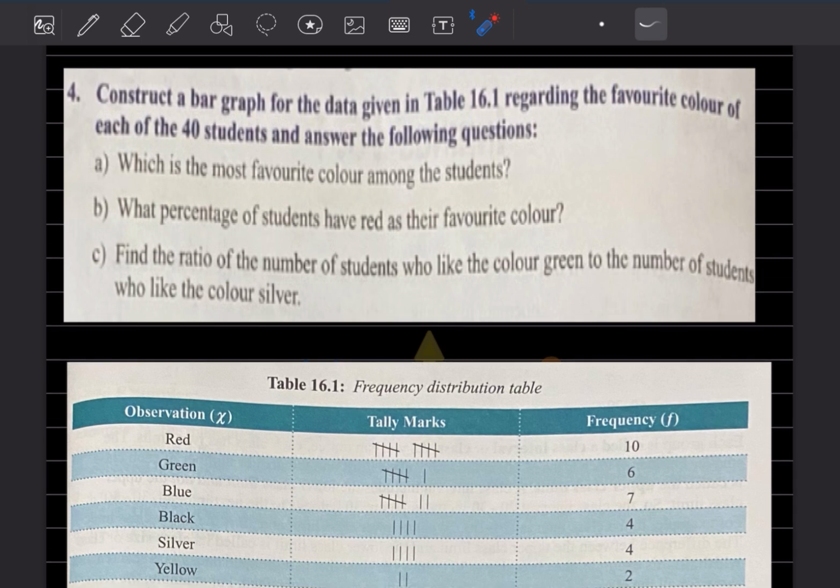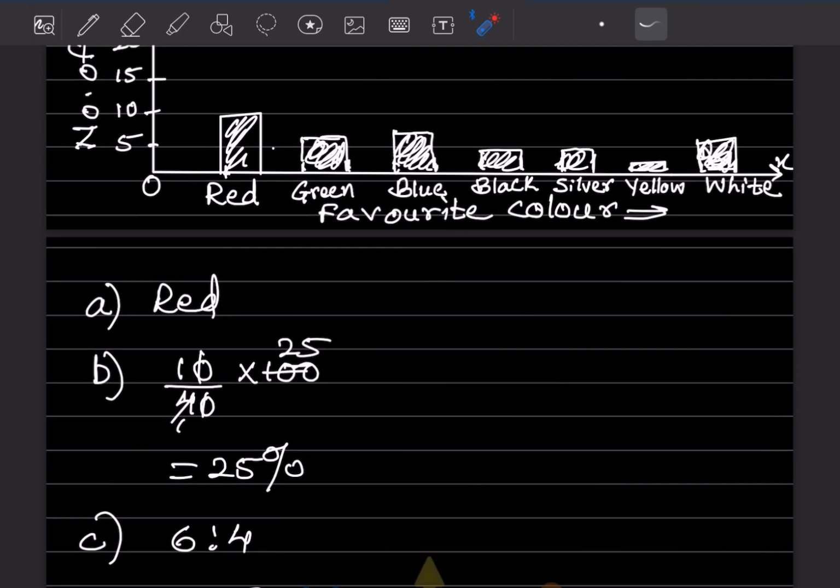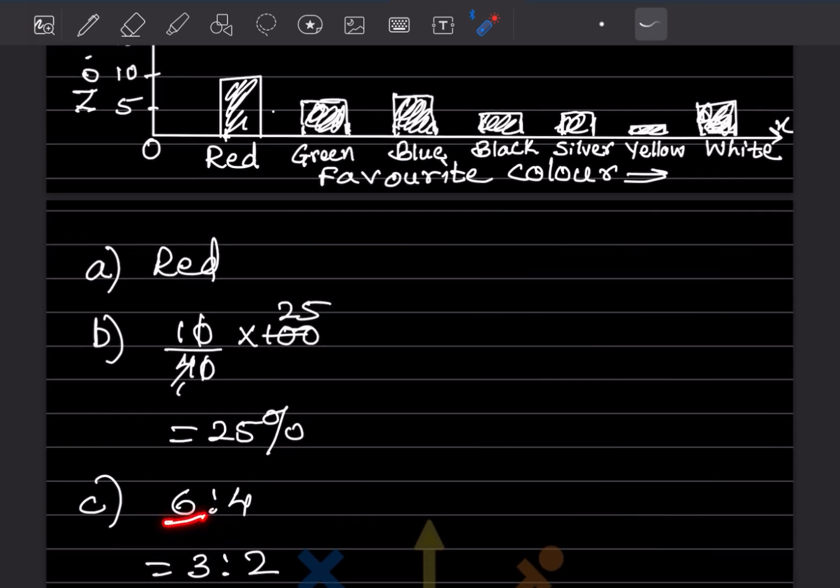Now find the ratio of the number of students who like the color green to, and the 'to' means you have to put a colon there, the number of students who like the color silver. So we see green is 6 and silver is 4. So we can write here 6:4. We have to simplify this by 2. So 2 threes are 6 and 2 twos are 4. So that is going to be 3:2.